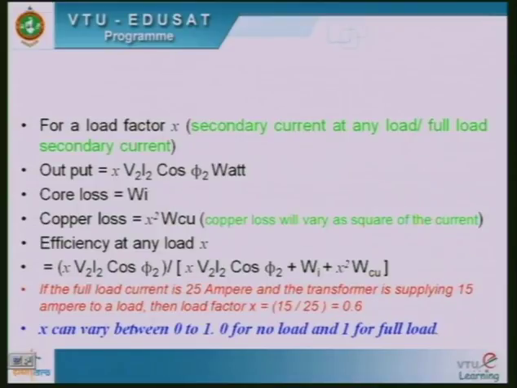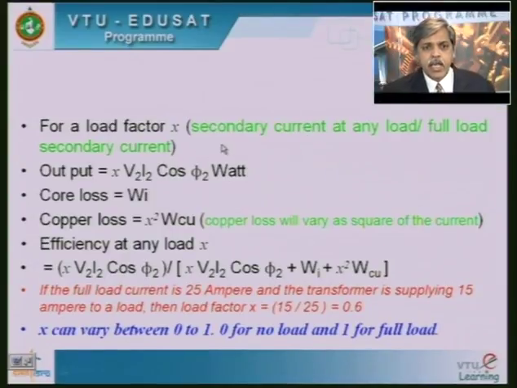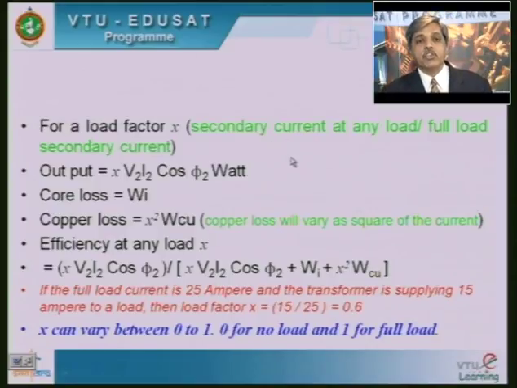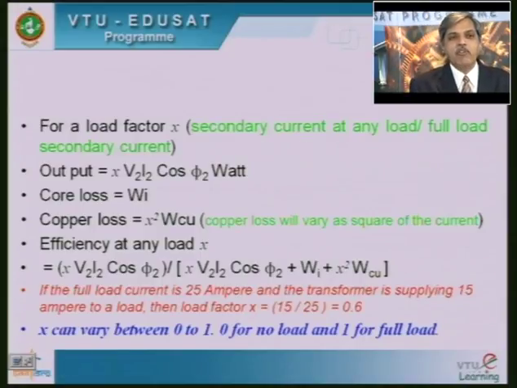Here I have mentioned, for a load factor x, I defined x as the secondary current at any load divided by the full load current. Suppose my secondary rated current, the full load current, is 10 amperes, and I am taking only 5 amperes from the secondary, then 5 divided by 10, how much do I get? 0.5. That means the transformer, instead of giving 10 amperes, is giving only 5 amperes, which is half of the 10. Therefore I can call the transformer half full load. The load on the transformer is half the full load.